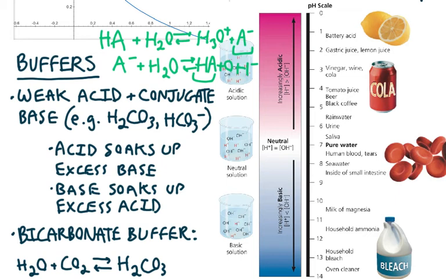So for example, if you look at the top equation, if I put in more HA, this equation is going to go toward the products to soak up the HA and to have a more equal balance of the reactants and products again. So that's the concept of a buffer: you have a weak acid and its conjugate base, and if you put in acid, it gets soaked up by the base, and if you put in base, it gets soaked up by the acid. And when I say soaked up, I mean reacts with it and neutralizes it.